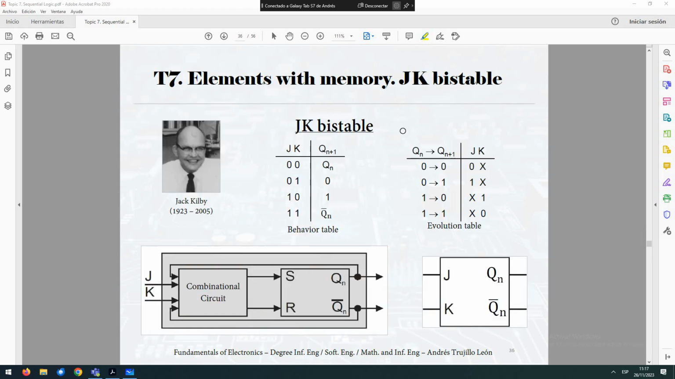In the JK bytes table, we have 2 inputs, and this bytes table was a mix between the SR bytes table and the T bytes table. We can decide if we want to keep the current state in the next state, if we want to reset the next state, if we want to set the next state with a 1, or if we want to toggle, to complement the current state into the next state, and this behavior, the toggle, comes from the T bytes table.